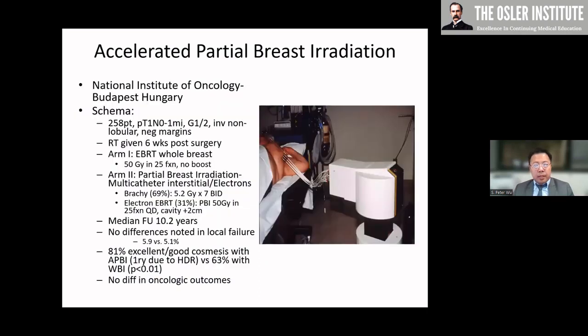This is one of the earliest partial breast irradiation trials. Again, it was conducted in Hungary with interstitial brachytherapy compared to whole breast radiotherapy with external beam radiation. There are no differences at 10 years noted in local failure for these T1 N0 to N1 mic patients, grade 1, grade 2, invasive, non-lobular, negative margins. I think the most important thing from this is not the technique or the dose, but it's important to note non-lobular patients were included.